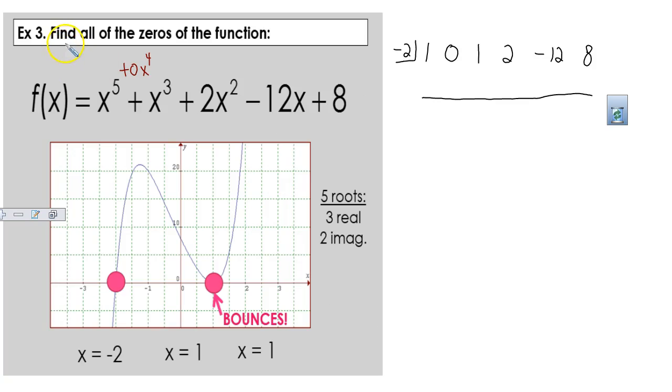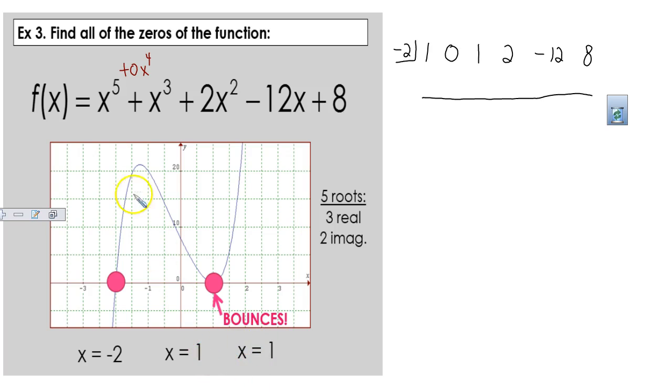In our next example, find all of the zeros of the function. I've already got a graph up of this function. And what I want you to notice here is that it goes through the x-axis at -2. So we know we have a rational root of -2. It goes up, down, and then bounces off of the x-axis at +1, which means that +1 is a double root. It is a root that occurs 2 times.